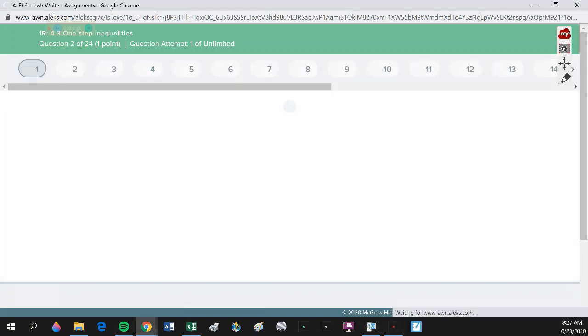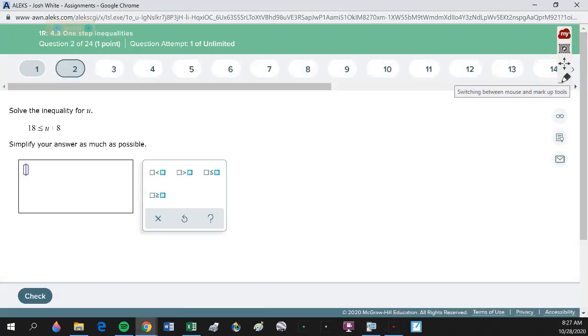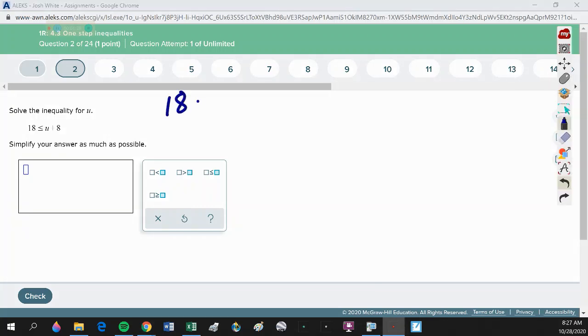All right, look at number 2. So solve the inequality for u. So we treat this like an equation. And if it said 18 equals u plus 8, then I would subtract 8 from both sides. And that's what I do over here. Subtract 8, and we get 10 is less than or equal to u.